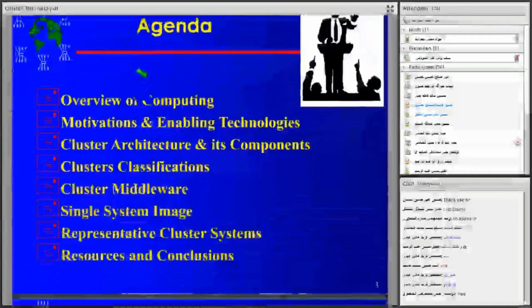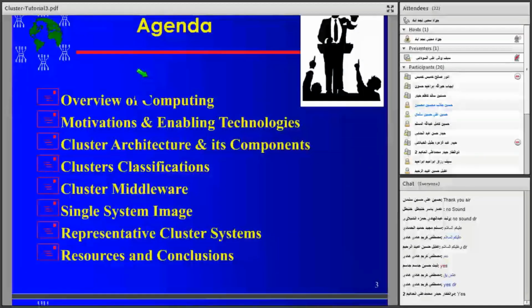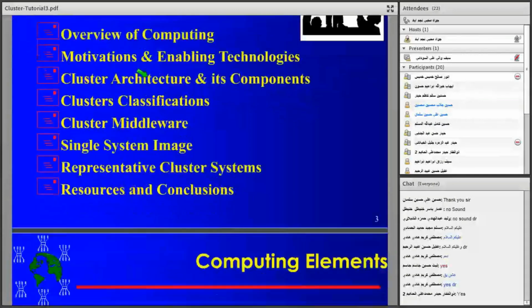The agenda of this presentation is overview of computing, motivation and enabling technology, cluster architecture and its components, cluster classification, cluster middleware, single system image, representative cluster systems, and conclusion is the final topic.